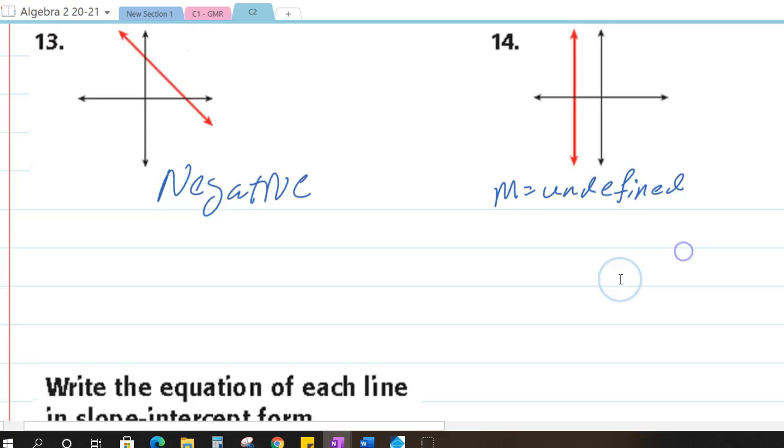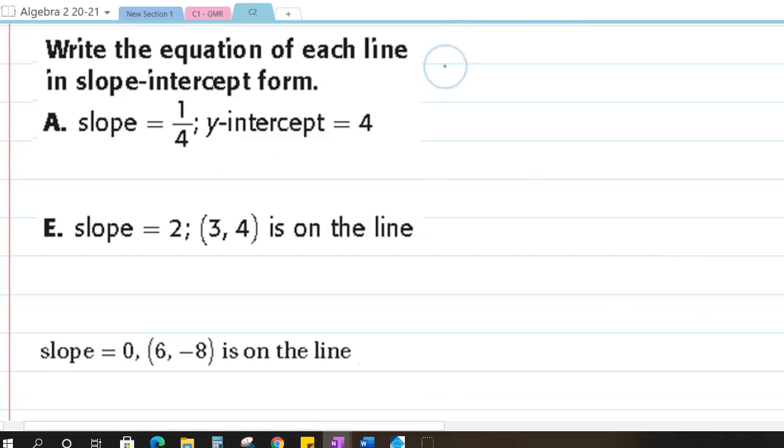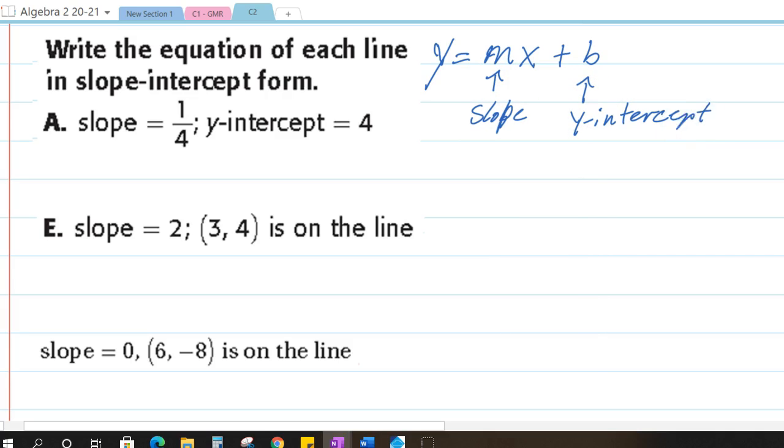Undefined. Moving on to slope-intercept form. Remember, slope-intercept form is y equals mx plus b, where m is your slope and b is your y-intercept. Here I have slope equals 1/4, y-intercept equals 4. They were nice. They gave me everything I need. We simply fill it in. Y equals slope 1/4, then you write in x. The y-intercept is 4, so plus 4. It's just that simple.